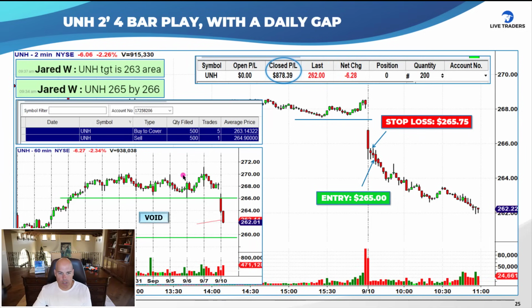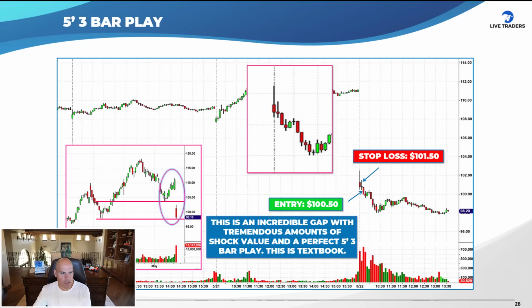For example, here's a trade on UNH. The stock gaps down to 266, under support, and there's all this void below. So wide bar, and there's your 4-bar play. 265 by 265.75, and the stock drops $3, $3.75. Again, take them by the textbook. I used a slightly tighter stop because I called 265 by 266 in the room, target area 263.